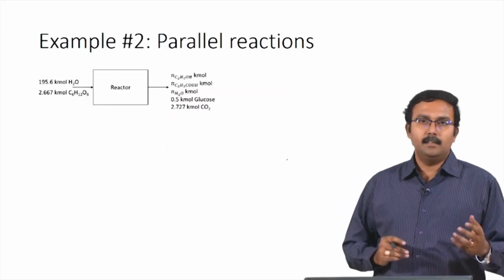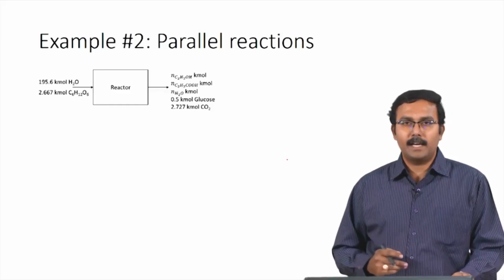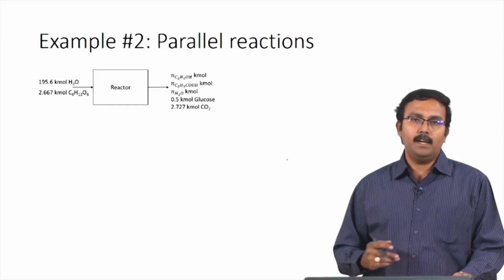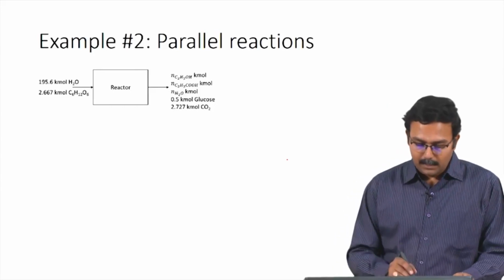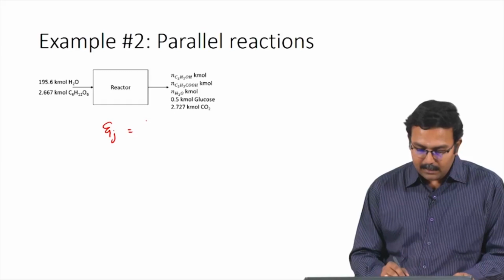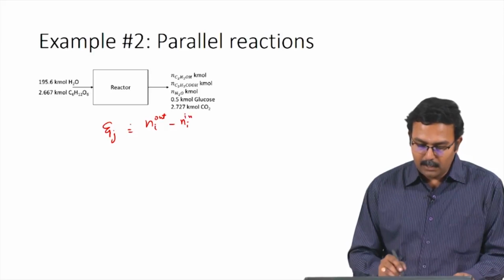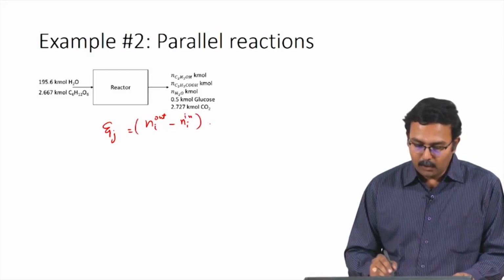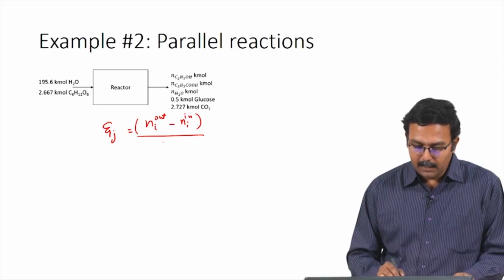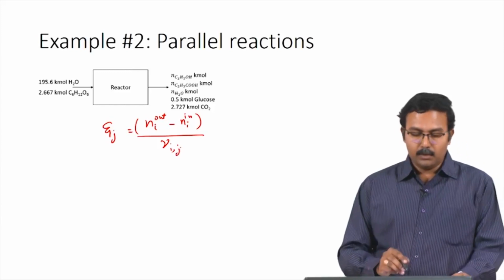As I mentioned when we started this lecture, we are going to use a technique called the extent of reaction technique. We have already defined what an extent of reaction is. Extent of reaction for a reaction j is given as N_i out minus N_i in, so it could either be out or final and in or initial, divided by the stoichiometric coefficient of that particular reactant in the reaction j.